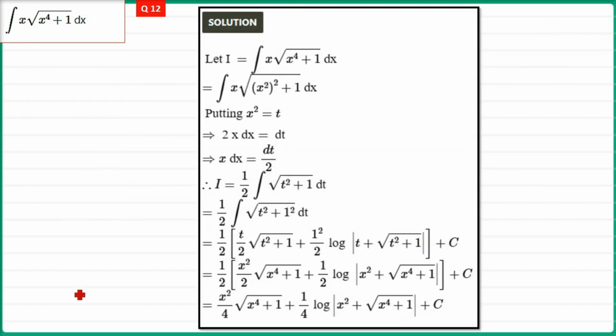So this is the reference. You need to understand and learn the formula so that you can solve it easily. And if you are aware of the differentiation, this question will be very easy. Under root x square plus a square formula is very important to remember.